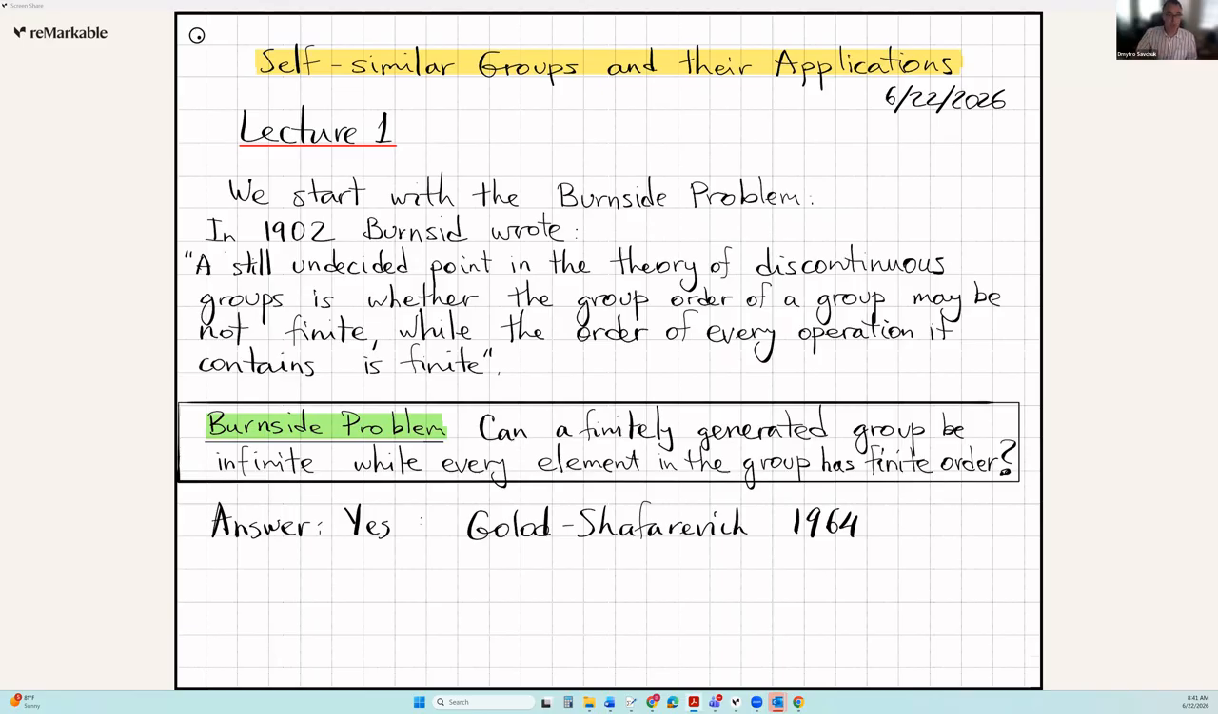As I said, the answer is yes, but the real motivation for the study of self-similar groups was a different answer, and we're going to study this answer during this course. That was a group now called the Grigorchuk group. The easiest example comes from self-similar groups, the self-similar group called the Grigorchuk group.